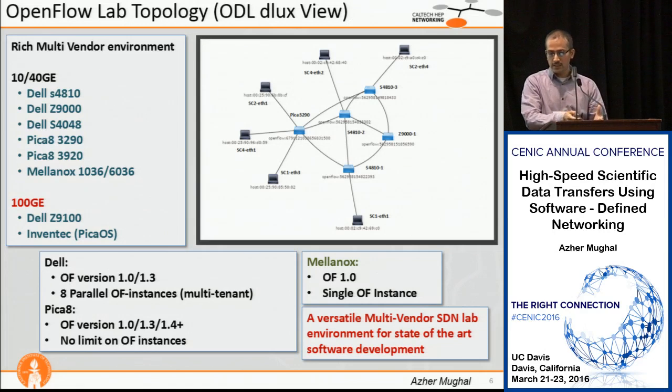Here you can see that different switches are supporting different OpenFlow versions, and there are different capabilities. The diagram over here shows the default DLUX viewer. This comes along with the OpenDaylight package. And you can see different hosts and different nodes connected together under the control of a single SDN controller.